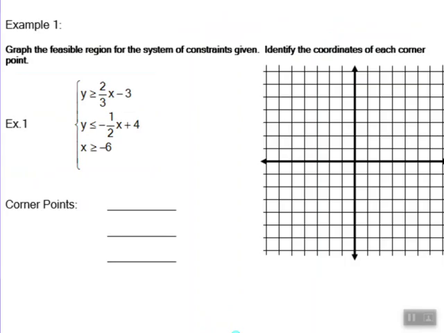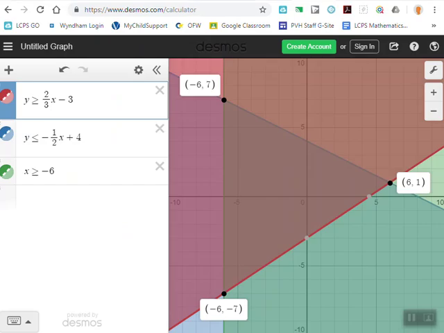So if I go back to here, we've already seen the graph. I'm not going to copy it again, but it's 6, 1, -6, -7, and -6, 7. And those are my corner points, my vertices of that triangle. So if you see, I have -6, 7, 6, 1, and -6, -7. Those are the vertices of that triangle.